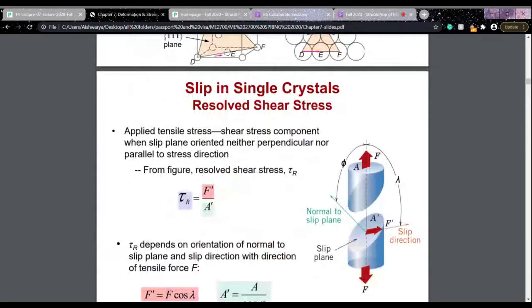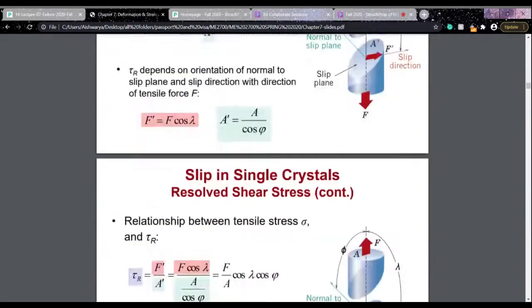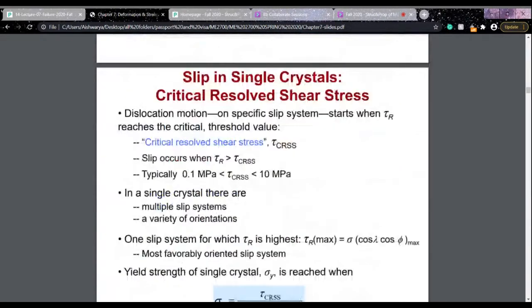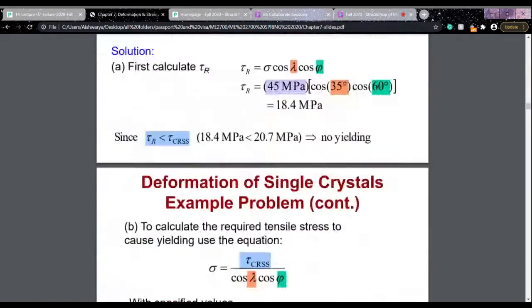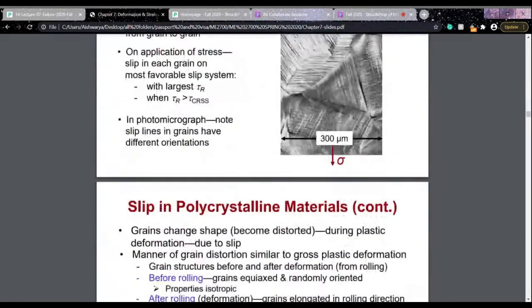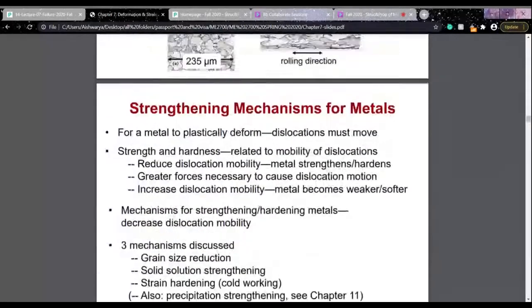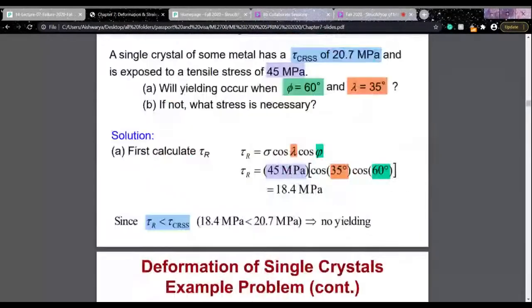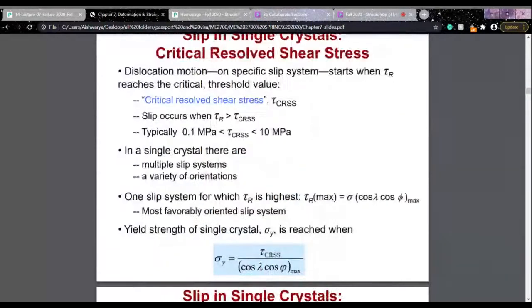Then we have the concept of critical resolved shear stress. Okay, we'll go through this and then see what the different strengthening mechanisms are.